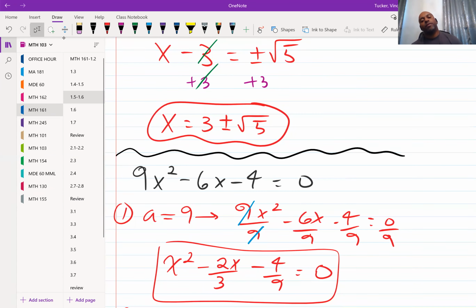9x squared minus 6x minus 4 equal to 0. This time, a is not equal to 1. It's equal to 9. So we need to divide each term by 9. So 9x squared over 9 minus 6x over 9 minus 4 over 9 equals 0 over 9. 9 over 9 cancels, which is what we need. That's why we do this, so we can have 1 in front of x squared. -6 over 9 reduces to -2 over 3. 4 over 9 is still 4 over 9, and then 0 over 9, which is 0.